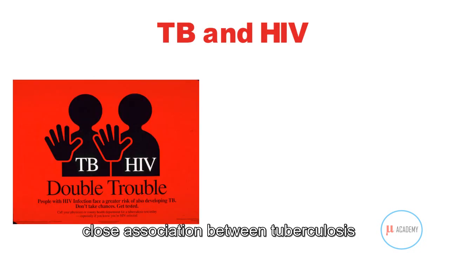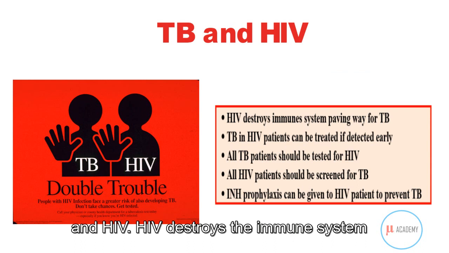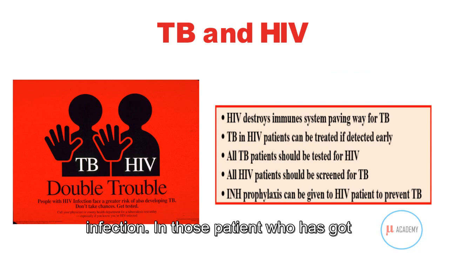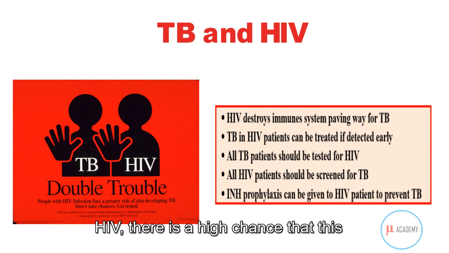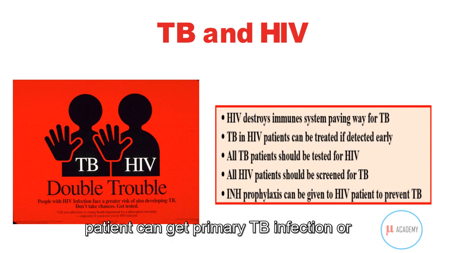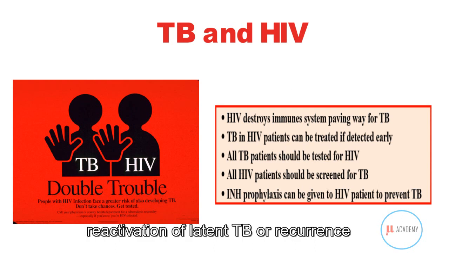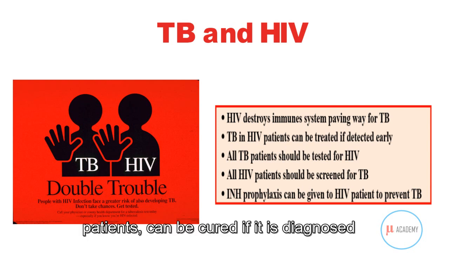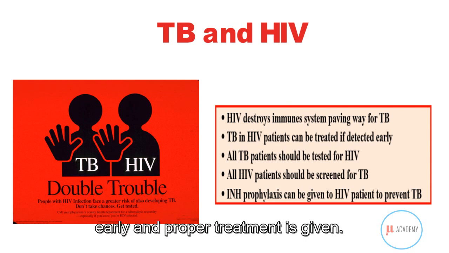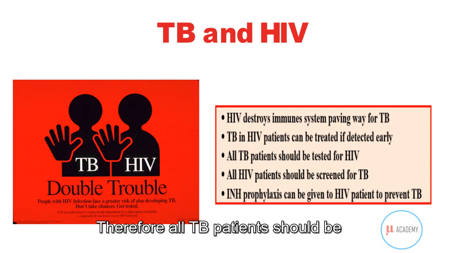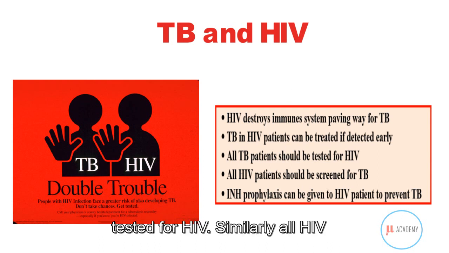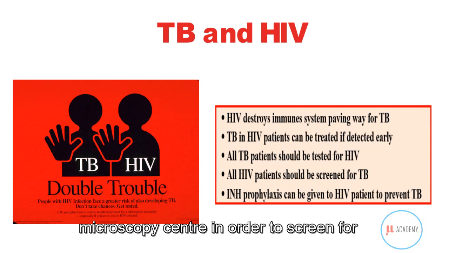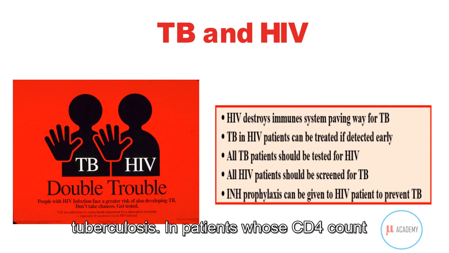There is a close association between tuberculosis and HIV. HIV destroys the immune system of the body, which accelerates the TB infection. In those patients who have got HIV, there is a high chance that this patient can get primary infection or reactivation of latent TB or recurrence of TB infection. TB in HIV positive patients can be cured if it is diagnosed early and proper treatment is given. Therefore, all TB patients should be tested for HIV. Similarly, all HIV patients should be referred to a sputum microscopy center in order to screen for tuberculosis.